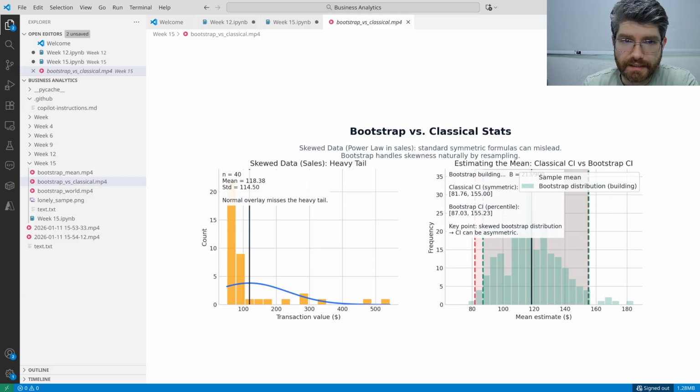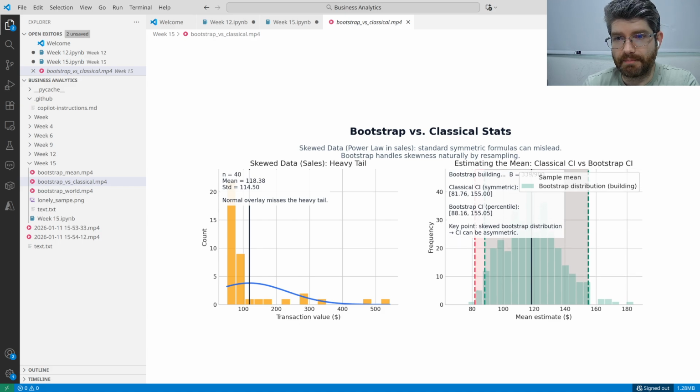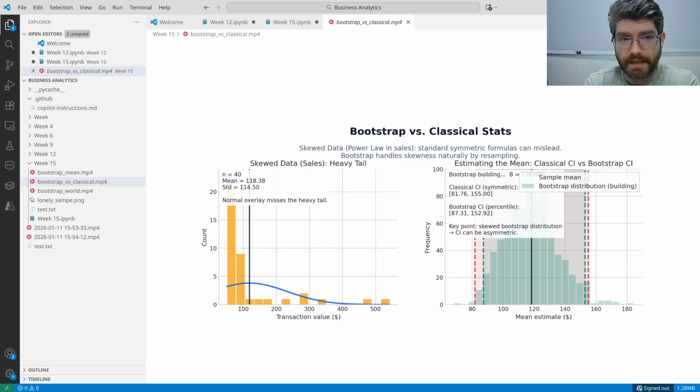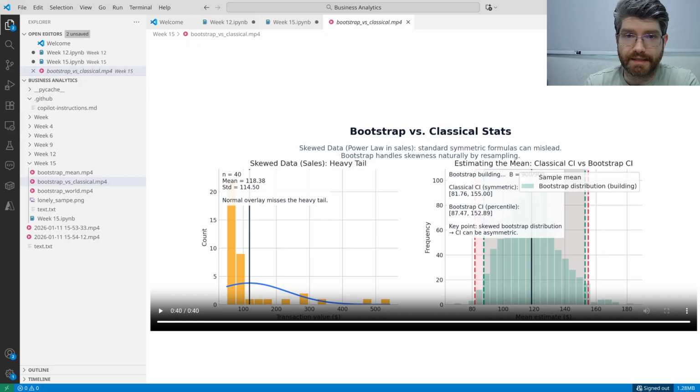The gray shaded area is the classical confidence interval. It forces a symmetric shape around the mean, it assumes the world is symmetric. It is effectively lying to you about the downside risk. And the green dashed lines are the Bootstrap percentile interval. Notice it is asymmetric. It naturally captures the skew of the data. So the Bootstrap tells us our worst case is actually lower than the classical formula predicted. And by using Bootstrap, we aren't just being more mathy, we are being more honest about risk.